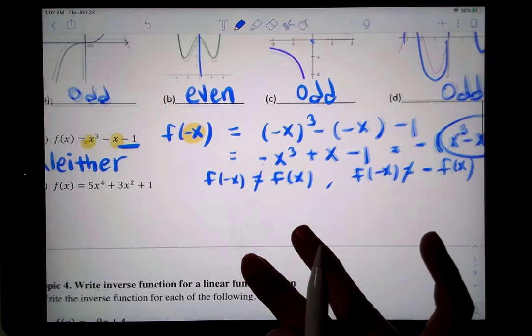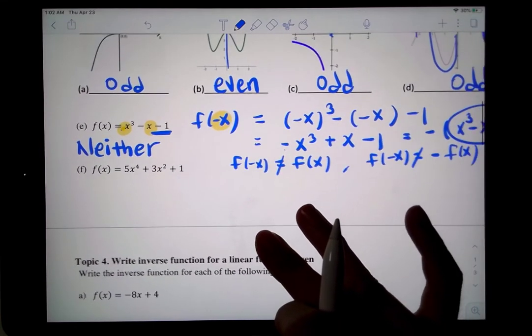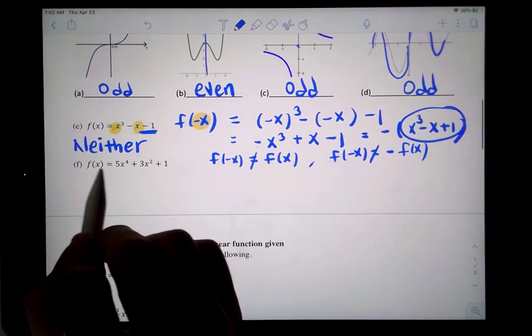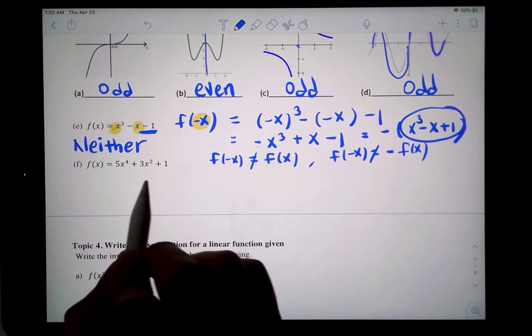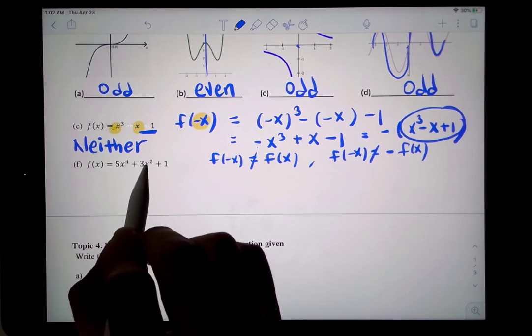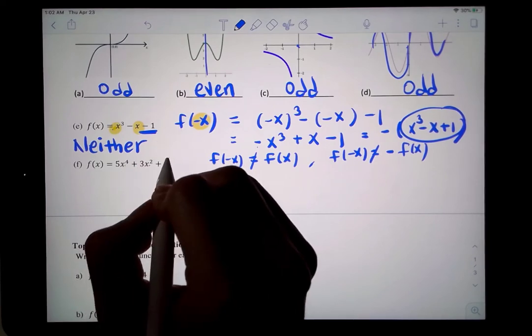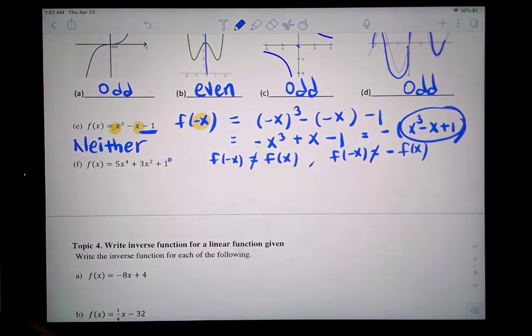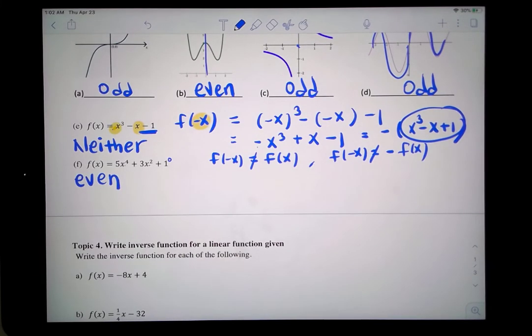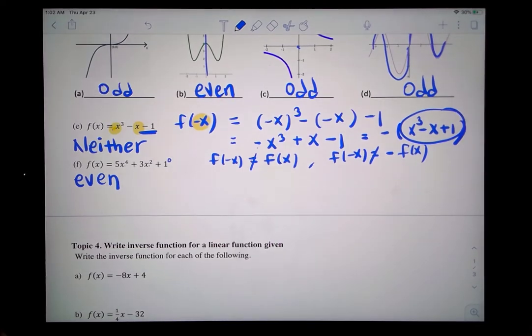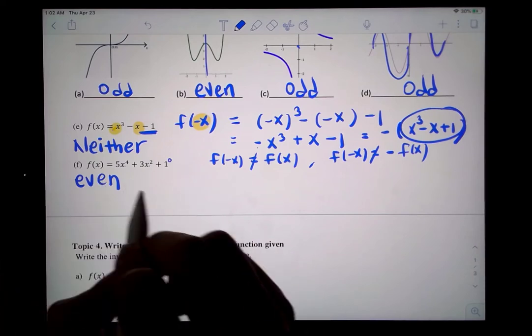And look at this, question F. Then you have this one. So let's get the answer first. What's your power? Even, even. That's 0. So this is an even function. So we already know the answer, right? And then we need to prove how that could be an even function.